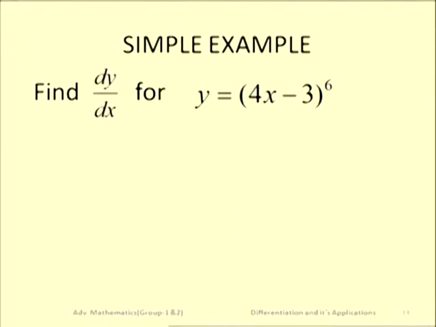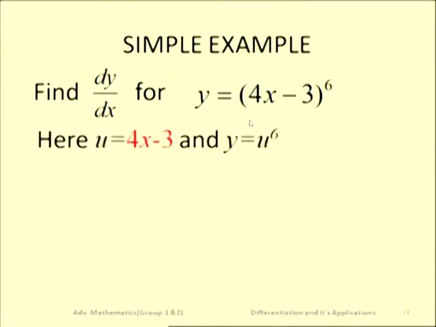First, we see some simple examples by which we can understand how the chain rule is applicable. First we take a very simple example, that is to find dy by dx for y is equal to (4x minus 3) raised to 6. Here there are two functions, one is x raised to 6 and another is 4x minus 3. So here we take u is equal to 4x minus 3 and y becomes, if we replace 4x minus 3 by u in this equation, y is equal to u raised to 6.